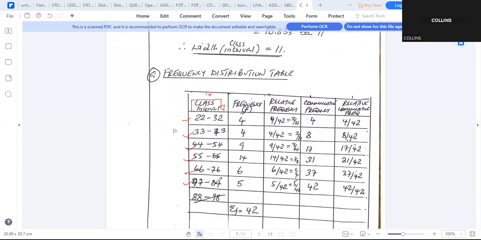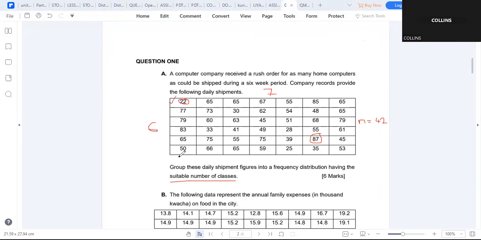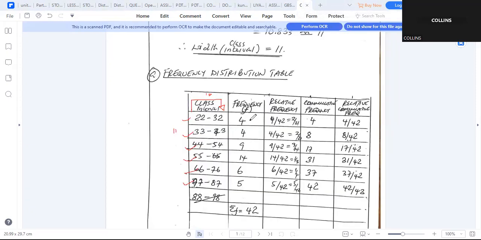So we now manually need to go to our data set in here. Look for the numbers between 22 and 32. So 22, we have 1. Between 22 and 32, we go here, 2. Between 22 and 32, so here 1, 2, 3, 4. So we only have 4 in the frequency.